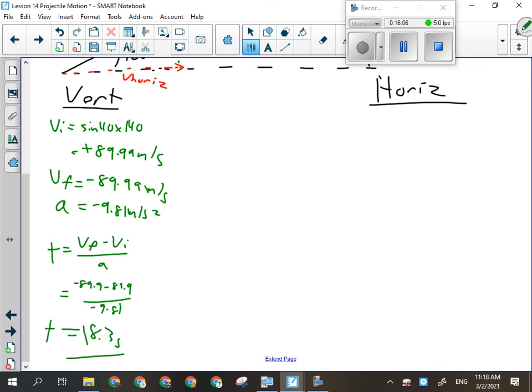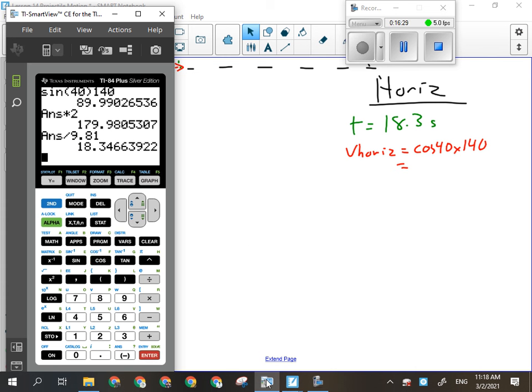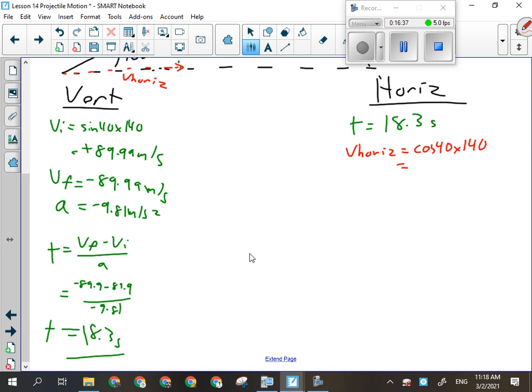That I'm going to bring over here, because it's the one thing I can. And then I'm going to calculate, this is all supposed to be in red, V horizontal. It is the adjacent side to my 40-degree angle, so that'll be cos of 40 times 140. All right, so we're looking at 107.2 meters per second for our constant horizontal velocity.